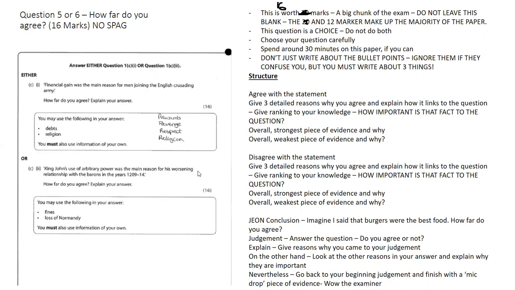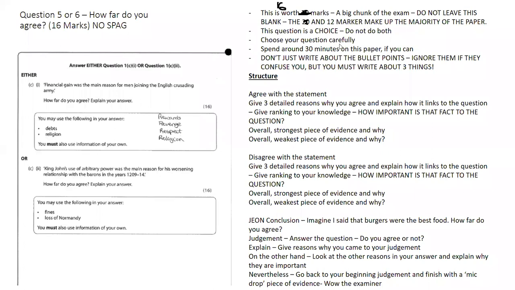And King John's use of arbitrary power was the main reason for his worsening relationship with the barons in the years 1209 to 14. How far do you agree? The big thing I noticed with this question last year was that a lot of people chose this top one. But when they got to this question, a lot of people struggled with the concept of arbitrary power. Again, only do the question if you're very confident of the direct wording.